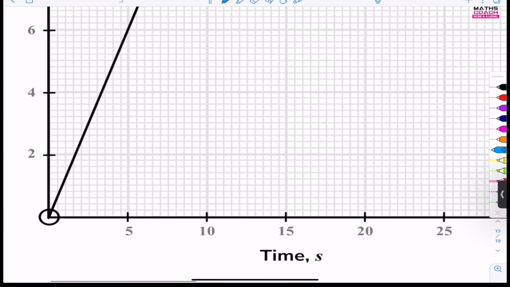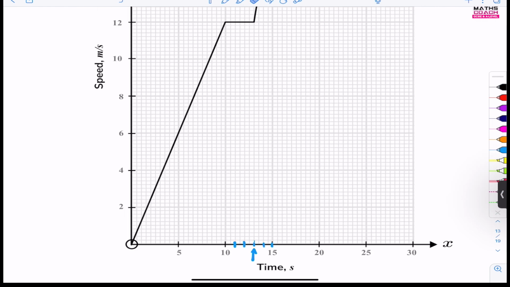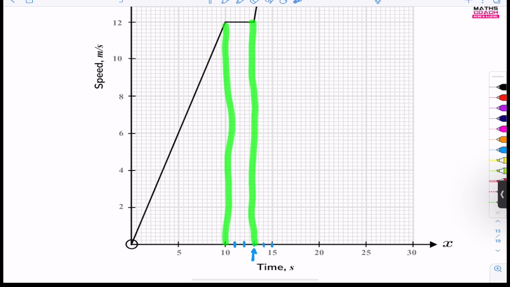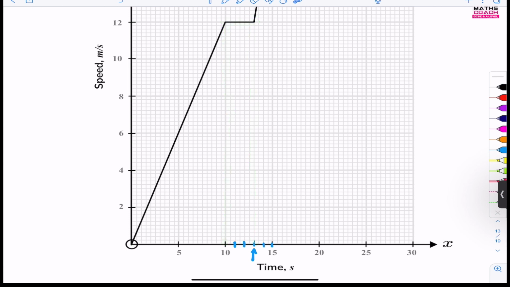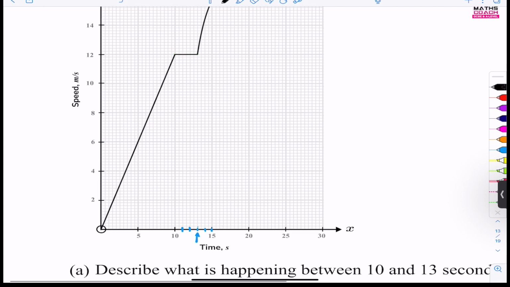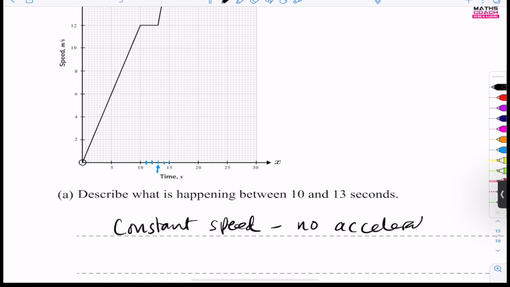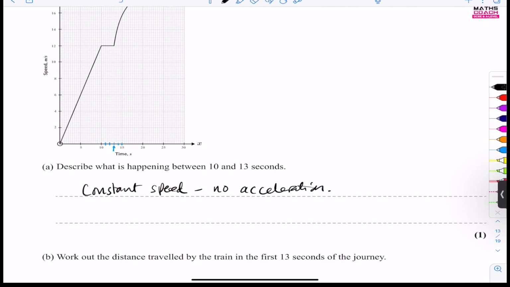So we need to work this out by counting the squares. So it seems 10 to 15, it will be 1, 2, 3, 4, 5. Yeah, so that would be 13 right there. That's 13. So as you can see, between 10 and 13, we have a flat line. And on a speed time graph, if you have a flat line, that means the speed is staying constant, 12 meters per second. So what we can say here is that we have a constant speed. There is no acceleration. Okay, and that should give you your 1 mark.